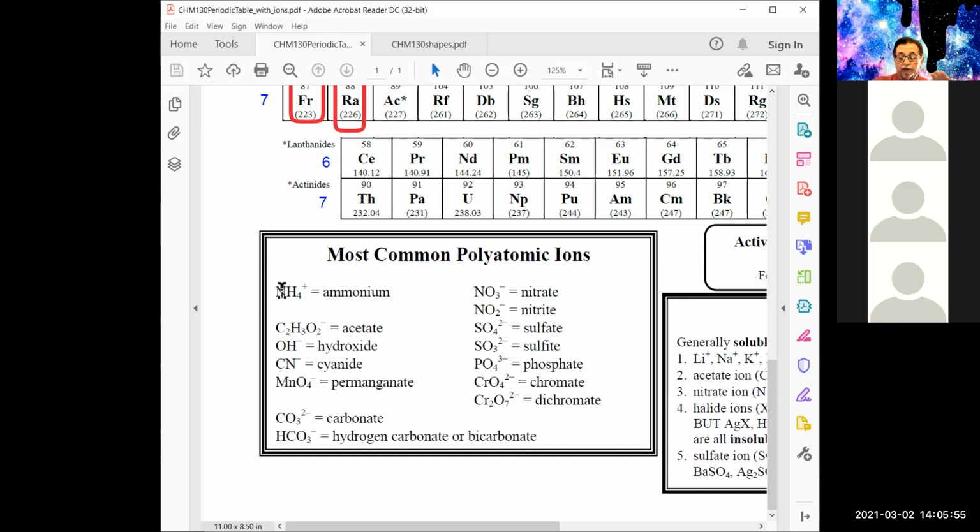And nitrogen followed by hydrogen, specifically 4 of them, again, on the ammonium. All right, so let's go back to the slide.